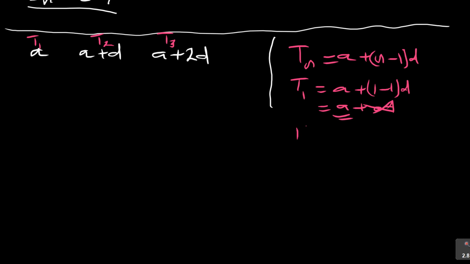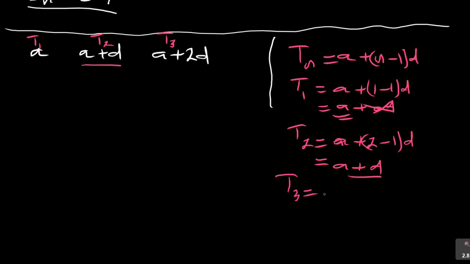What about T2? T2 is equal to A plus, my n now is 2, minus 1 D. Which is equal to A plus 2 minus 1, it's 1 D, which is same as D. Then we got that one. What about T3? T3 is equal to A plus 3 minus 1 D, which is A plus 3 minus 1, it's 2D. So you see, that's where we got this.